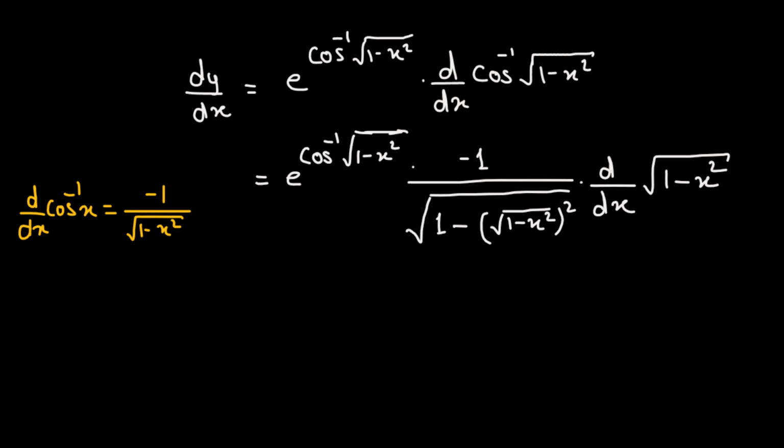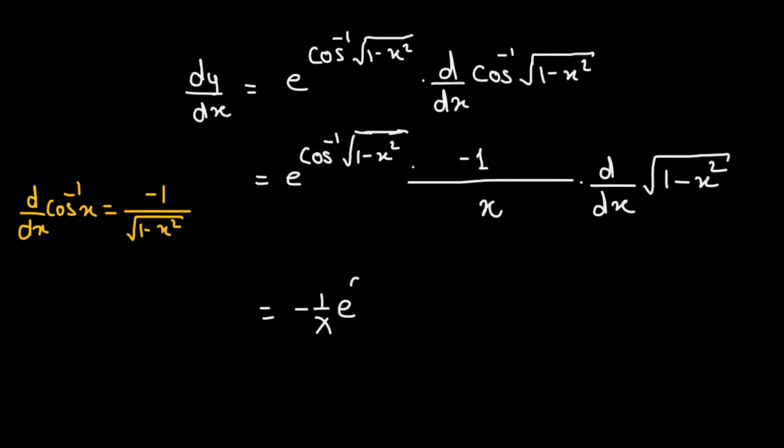Now coming back to the term under the radical, we can get rid of the square root here because the square of a square root gives the number itself. So that will leave us with 1 minus 1 plus x squared. The 1 will get cancelled out, leaving us with the square root of x squared, which is nothing but x itself. So rewriting the expression, we have -1 over x multiplied by e raised to the power of cosine inverse of square root of 1 minus x squared times the derivative of square root of 1 minus x squared.